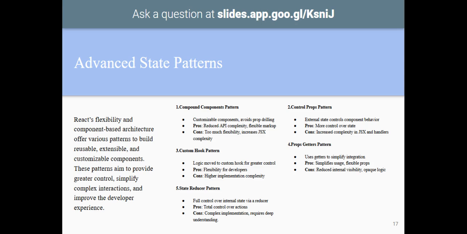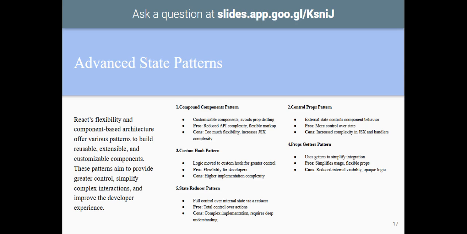First, the compound components pattern. In this pattern, we create customizable components that avoid the problem of prop drilling, where props are passed down through many levels of components. The compound pattern reduces API complexity and allows for more flexible markup. However, it can lead to too much flexibility, which might increase the complexity of JSX.